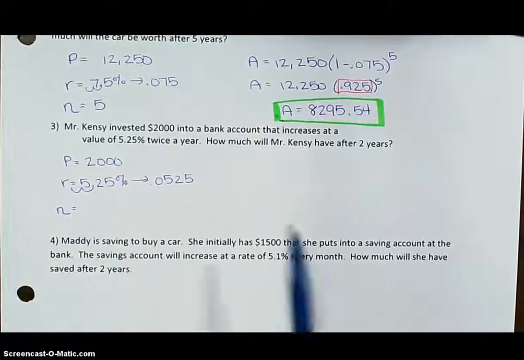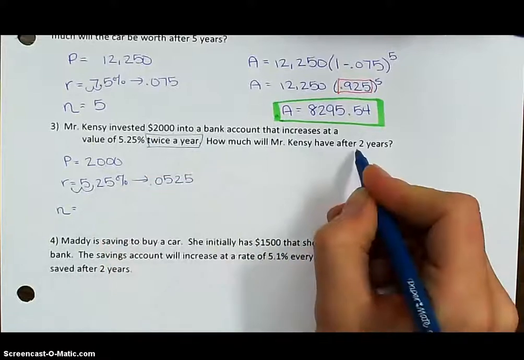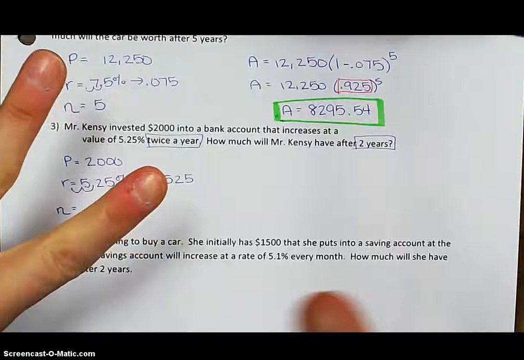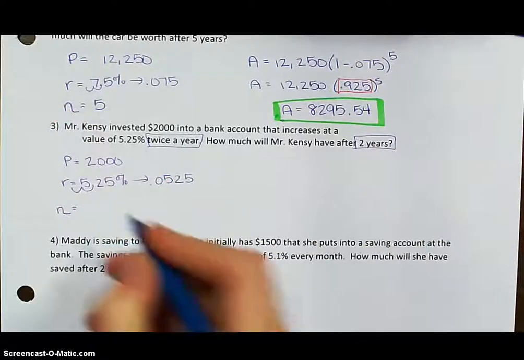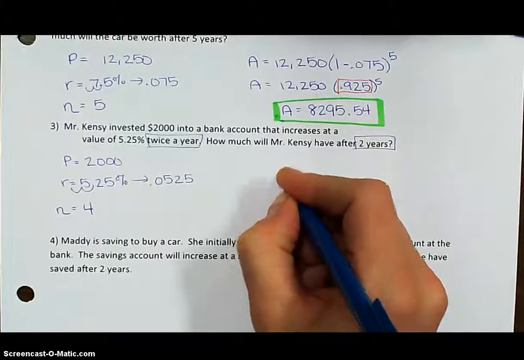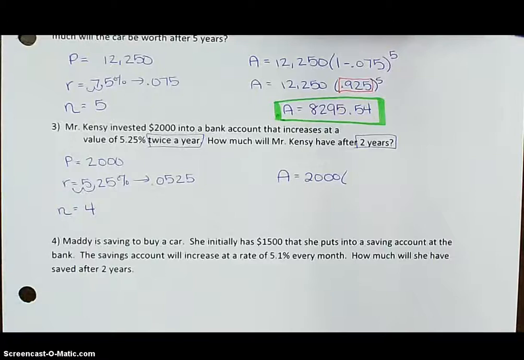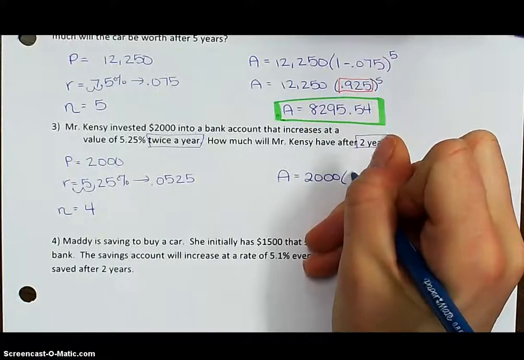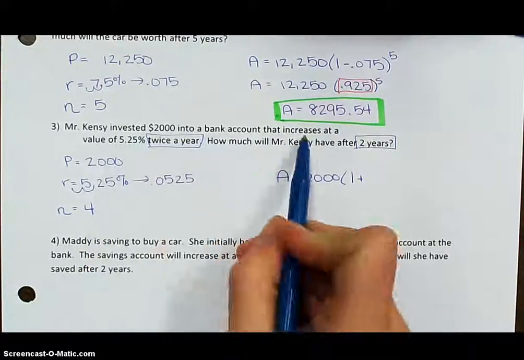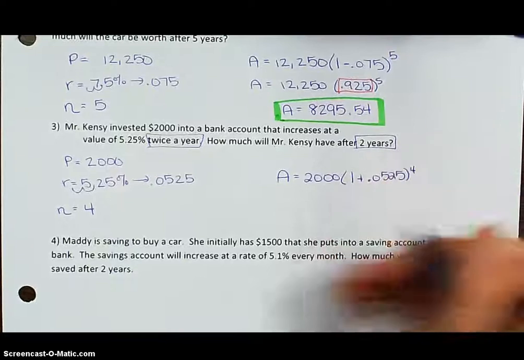And the number of times. So here it says that it's going to go twice a year for 2 years. So how many times is that going to happen? It's twice a year for 2 years. So 2 times 2, it's going to happen 4 times. So now we're just going to plug all of this into our formula. It's going to be 1, and this time we're going to add because it's in a bank account, so we're increasing our value. And it's happening 4 times.